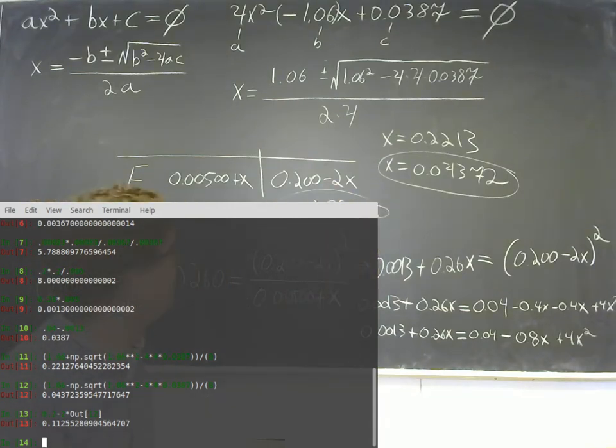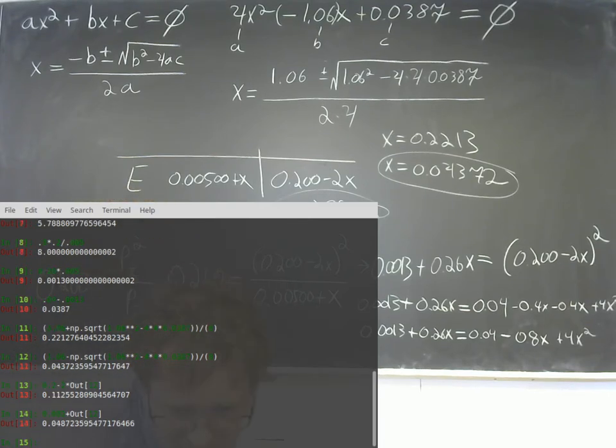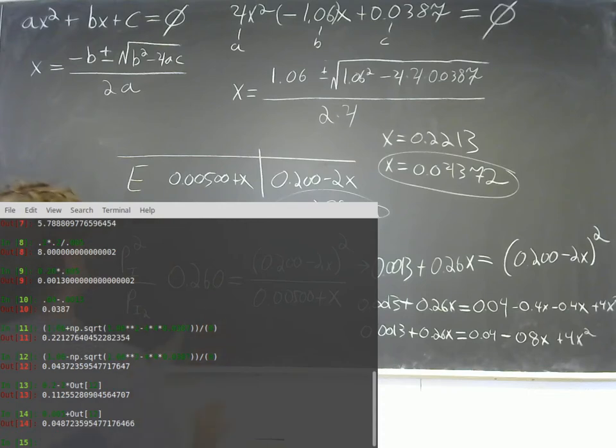And our pressure for iodine molecules is 0.005 plus the value of x. So 0.005 plus 0.04372 is going to be 0.04872.